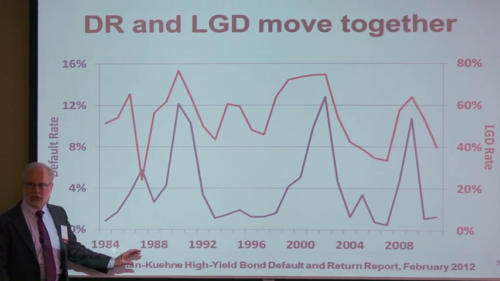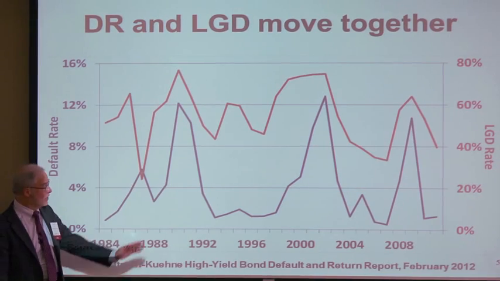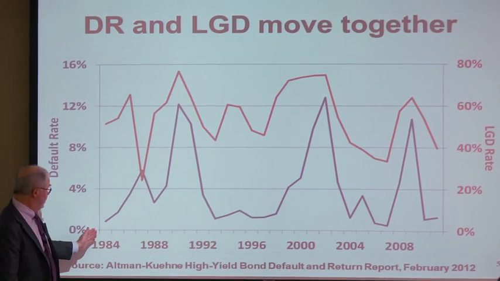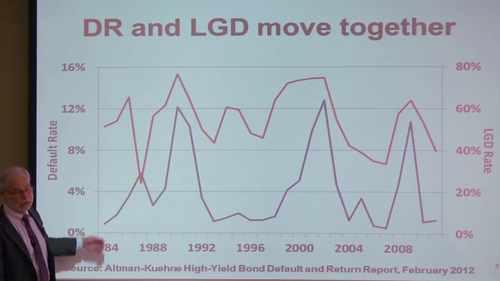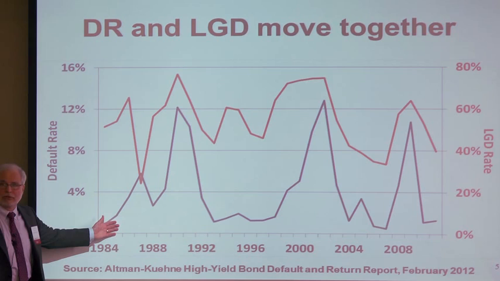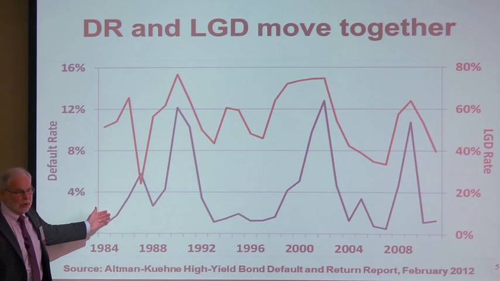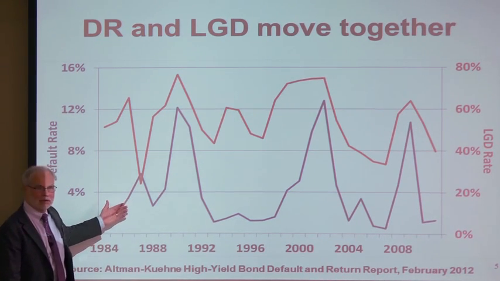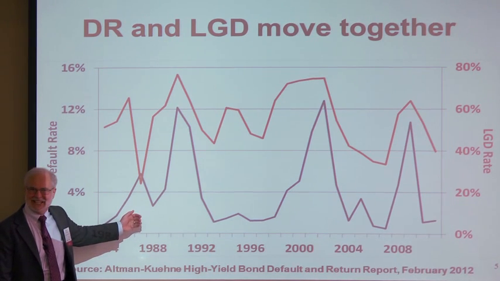But Ed has sort of started this field of inquiry way back. So Ed's been doing this since 1984, keeping track of default rates and LGD rates. And really, you can't go back much farther than that. That's the start of the world in this stuff, the early 80s. You know, in the early 80s, Michael Milken hadn't even gone to prison yet.